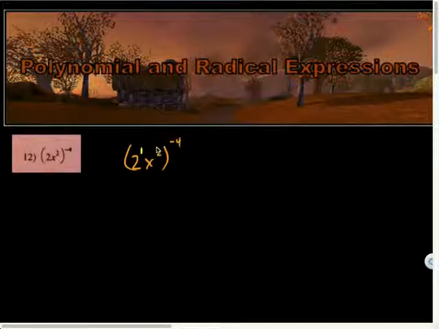And what can I do? Distribute. Because you are allowed to distribute over multiplication, right? That is a legal thing to do. So I'll have 2 to the negative 4, because I multiply those exponents. And 2 times negative 4 is negative 8.